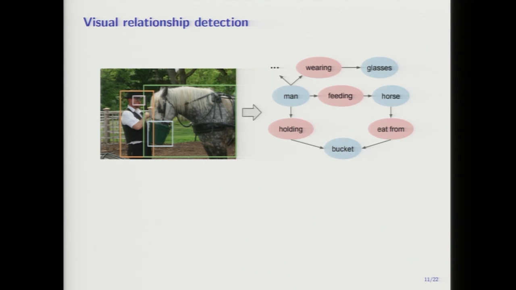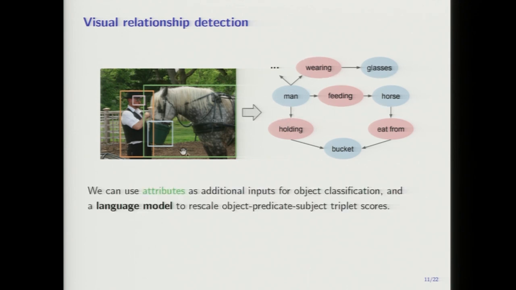Another thing that a student of mine is working on is this idea of visual relationship detection. So you have an image and you detect a few objects. And you don't only want to know what the objects are, you also want to know how they are interacting in this scene. So you might want to build up something like this, which is called a scene graph. So in this case, we have a man feeding a horse. The horse is eating from the bucket. The man is holding the bucket. Man is wearing glasses.